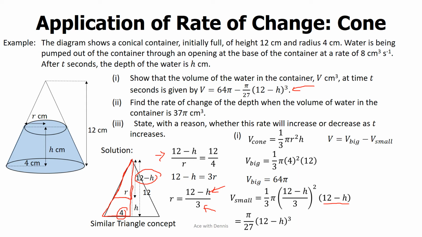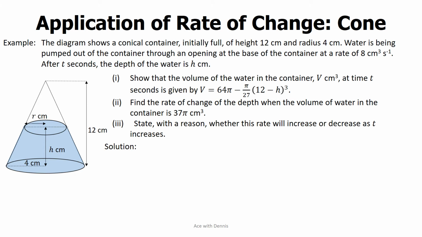So we want to find the volume of the water, which is the volume of the big cone minus the volume of the small cone, which is 64 pi minus pi over 27 times (12 minus h) cubed. And you can see that it is the same answer that we needed to show, hence shown. Now let's move on to the solution for number 2.